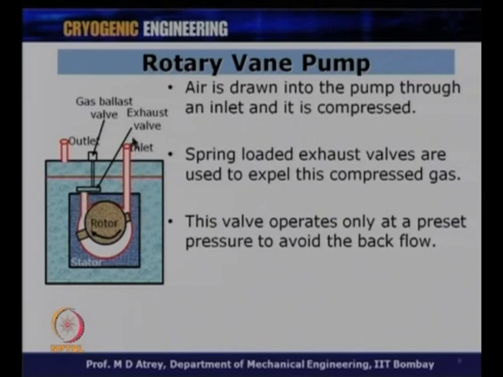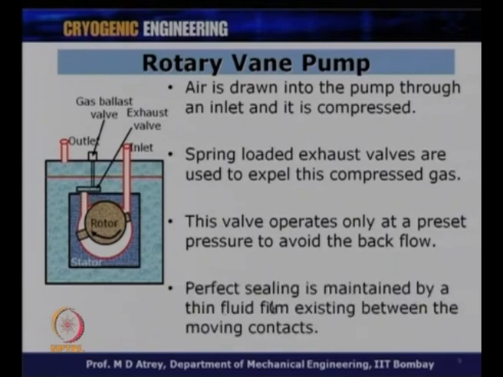So, this sees to it that the gas comes here and starts getting compressed, just above the atmosphere. It opens this exhaust valve and gets delivered to the atmosphere through this outlet opening. This valve operates only at a preset pressure to avoid backflow, so gas cannot come back. Therefore, the pressure on this side is going to be just above a predetermined value where the exhaust valve opens and it is delivered to atmosphere.